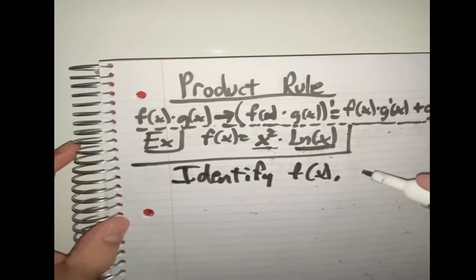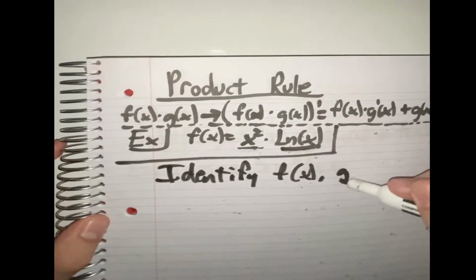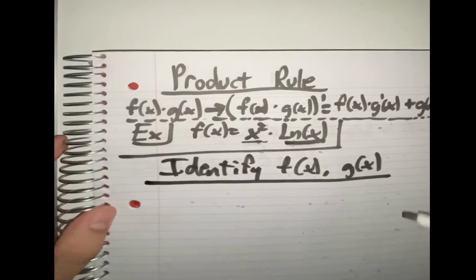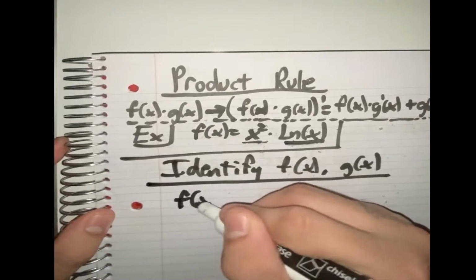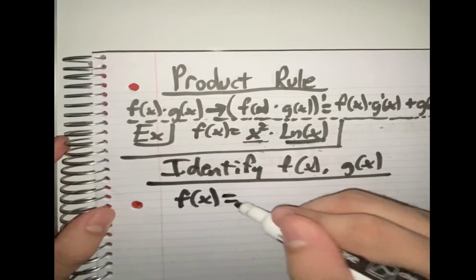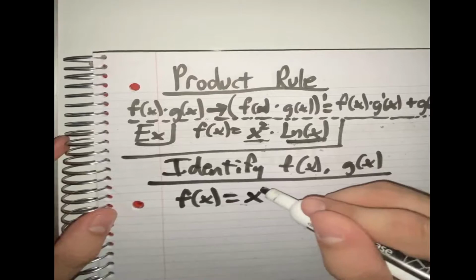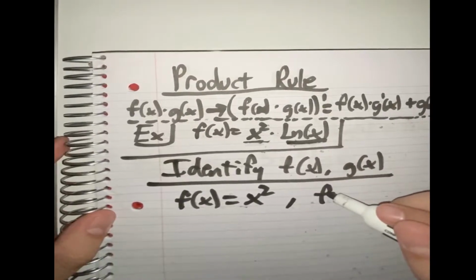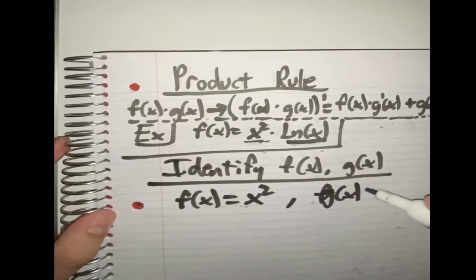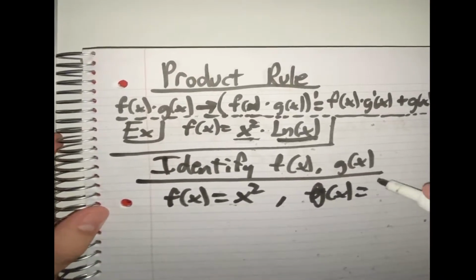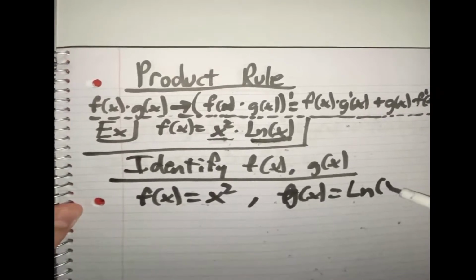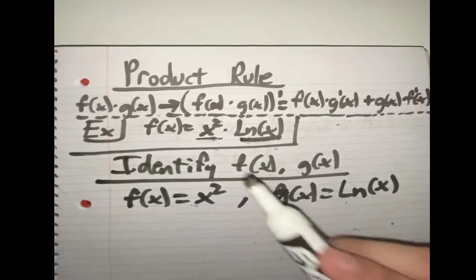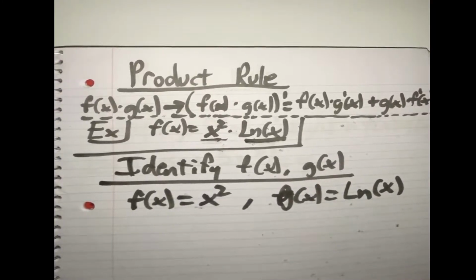f of x and g of x. It doesn't matter what you select as what, but I'm going to pick x squared as our f of x, and our g of x is going to be what's left in the function. So in this case, it's the natural log of x. So those are our f of x and g of x because there are two functions being multiplied by each other.